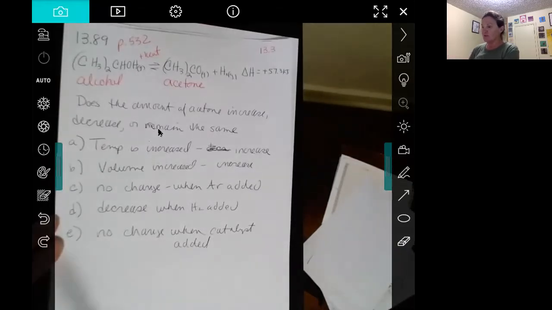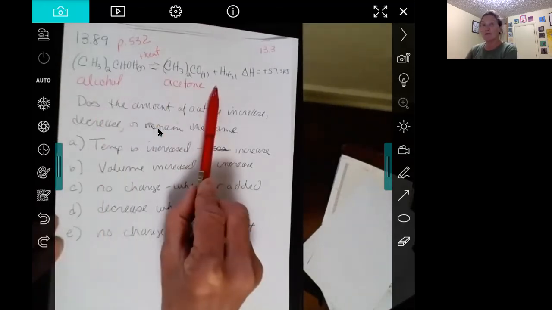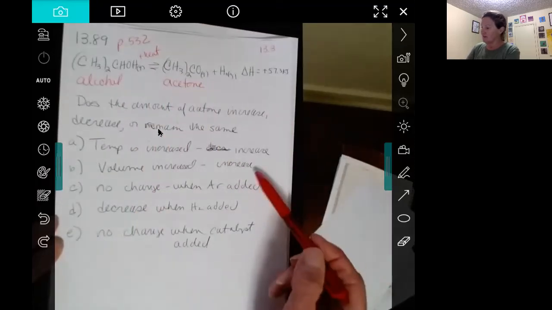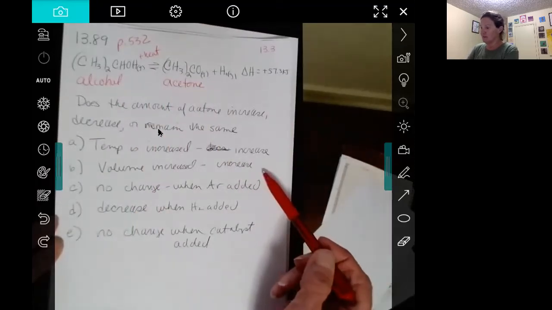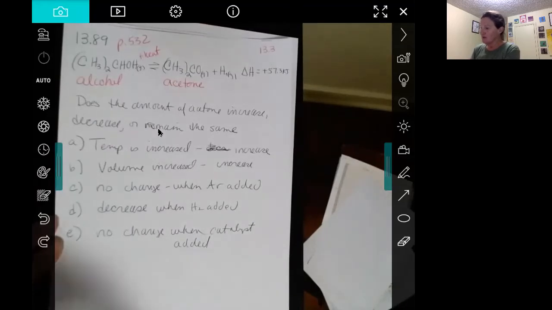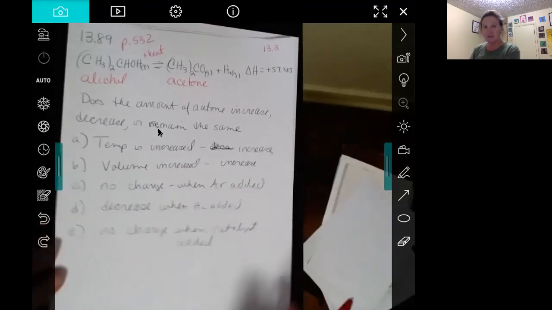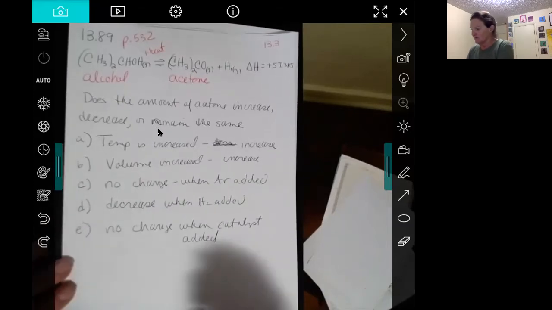And if pressure goes down, Le Chatelier's principle says the reaction wants to increase that pressure, so to make more moles of gas. So it's going to react forward and therefore increase the quantity of acetone. When we add argon, that's a different way to change the pressure. Argon is not part of the reaction.